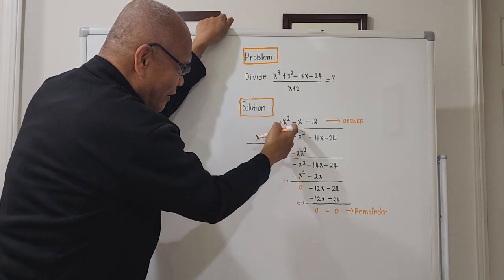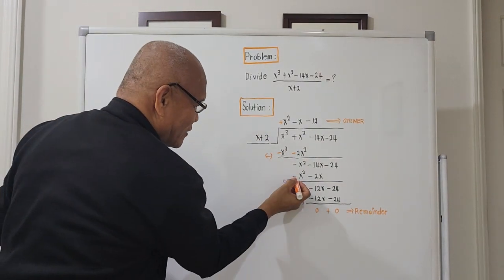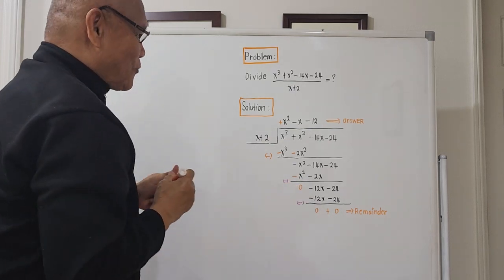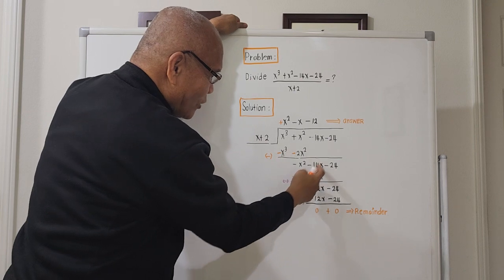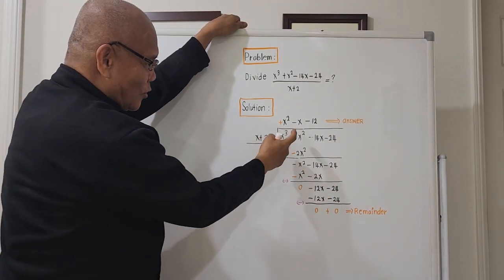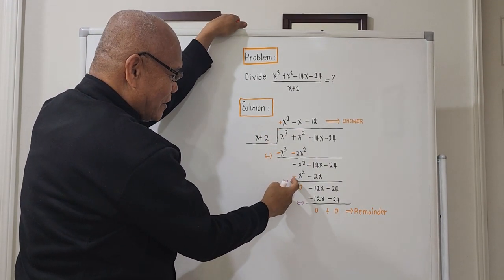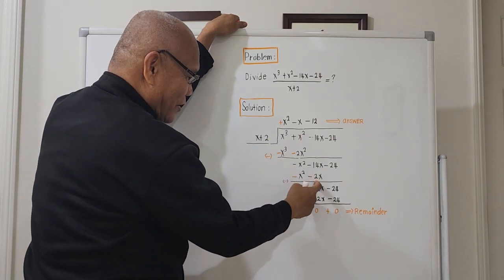When we multiply negative x times x, it will become negative x squared. Sorry for this one. We bring down negative 14x and we bring down negative 24. The next answer will be negative x times x, which is negative x squared, and negative x times 2 will be negative 2x, right?